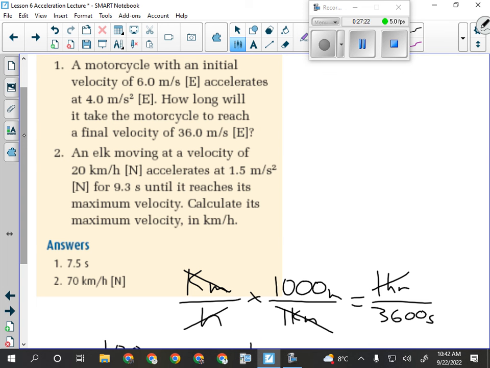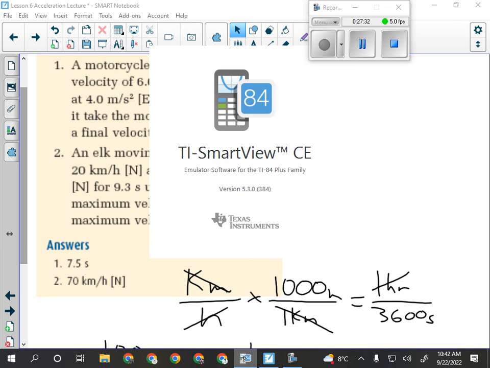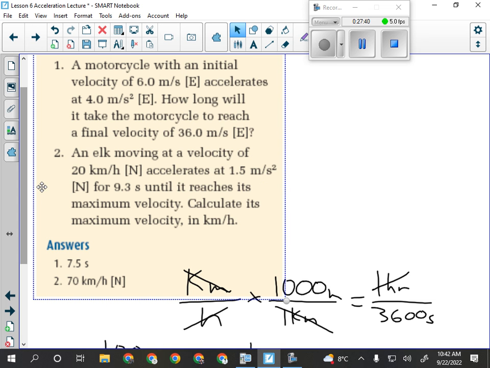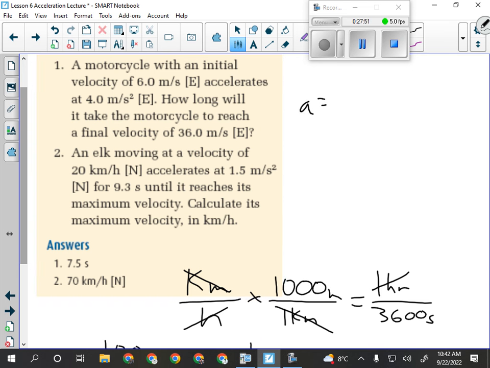All right, so for number 2, okay, we gotta convert this. So this is gonna be, so divide that by 3.6. What was it come out to? 5.5. 5.5, okay. And that was our initial, right? Right, so we'll get it in meters per second here. We're trying to find the maximum velocity, okay? And it says in kilometers per hour. So I'm gonna go A equals VF minus VI over T, multiply both sides by T, add VI to both sides. That's gonna solve for VF.